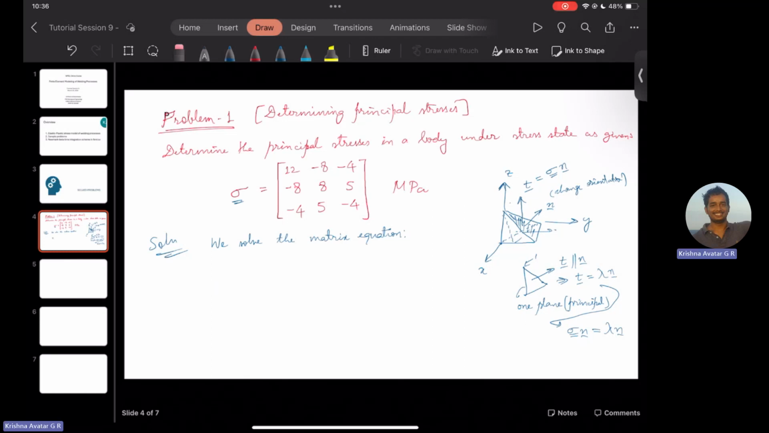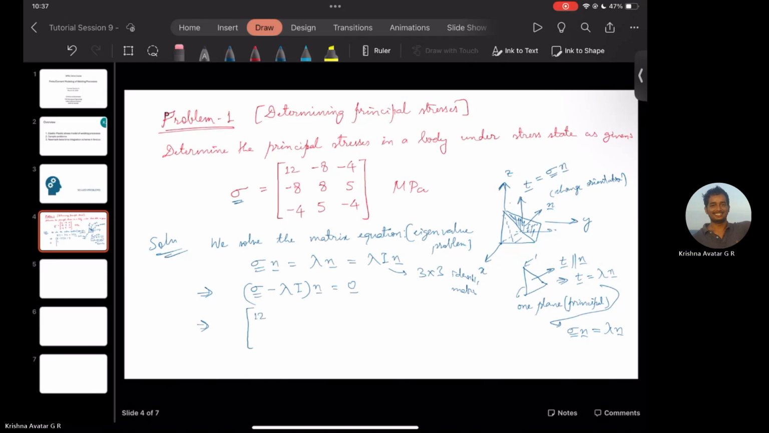So we have sigma n is equal to lambda n, and this is an eigenvalue problem. Lambda n can also be written as lambda into I into n, where I is the 3 cross 3 identity matrix. Then we have sigma minus lambda I, times n, is equal to the 0 vector, right?